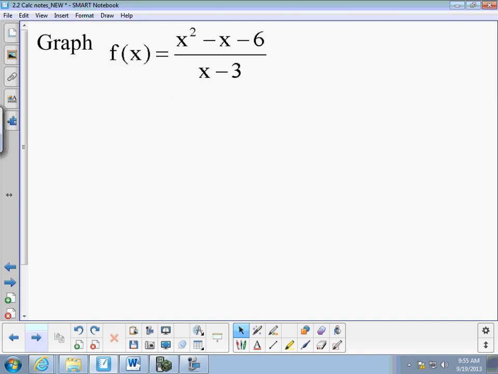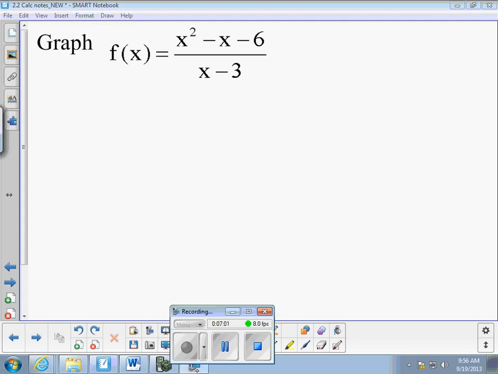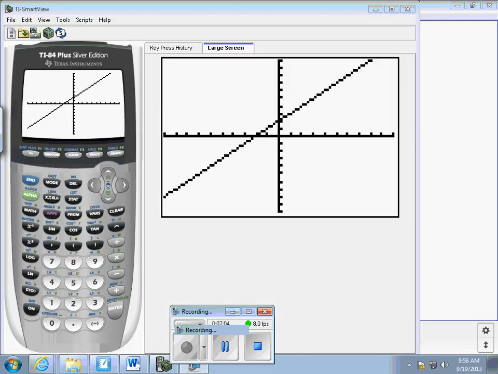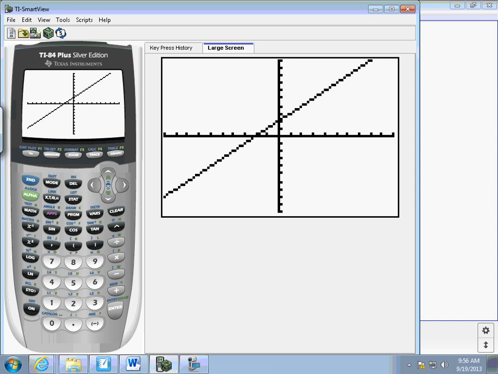So if you glance at this equation, can you tell me what's going on with that? There's some discontinuity. Can you tell me what kind? Go ahead and graph this on your calculator and see what you get. And so look what we came up with.